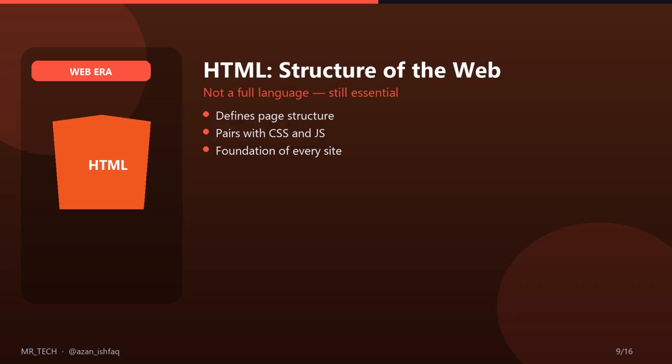HTML is often debated: is it a programming language? Strictly speaking, it is a markup language. But in the revolution story, ignoring it would be dishonest. HTML defines the structure of content on the web: headings, paragraphs, images, forms, and meaning. CSS styles that structure. JavaScript makes it interactive.